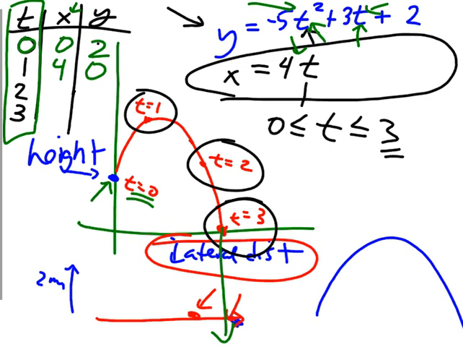Now let's think about it. Does it really make sense? This was only tossed up at 3 meters per second, okay? So it was a pretty weak toss. Could you make something go 3 meters in 1 second? Yeah, it's a very simple little child toss, okay? So it would only be in the air for like 1 second. Doesn't that make sense? Okay.